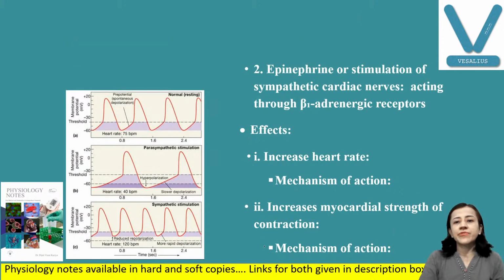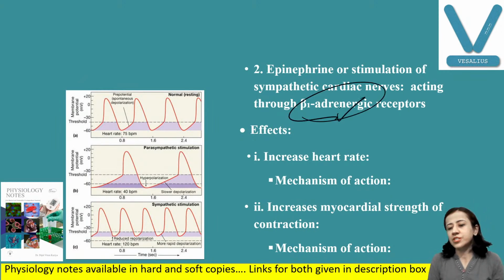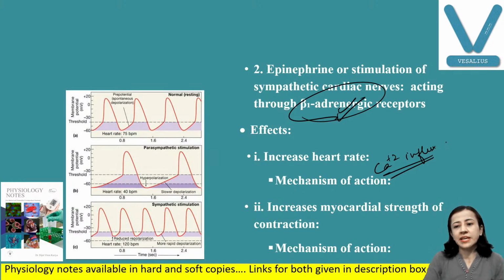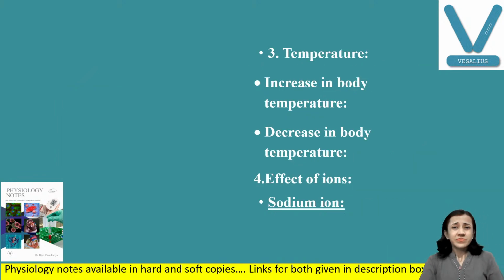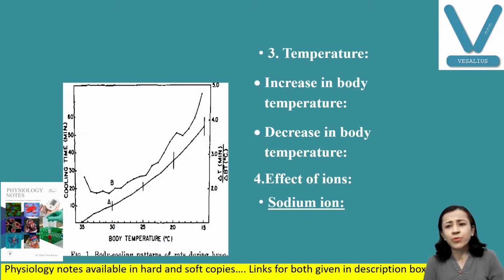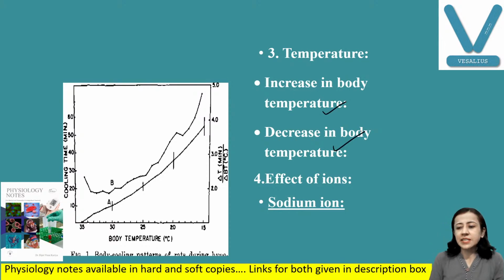Another factor is epinephrine or sympathetic stimulation that acts through beta 1 adrenergic receptors. Important one. Effects: increases heart rate. Mechanism of action: epinephrine increases calcium entry, calcium influx. So permeability of calcium and potassium ions is affected and there is increase in the heart rate, and it also increases force of contraction by increasing calcium level. Effect of temperature: with increase in the body temperature, heart rate increases, force of contraction increases, and decreased temperature decreases both.